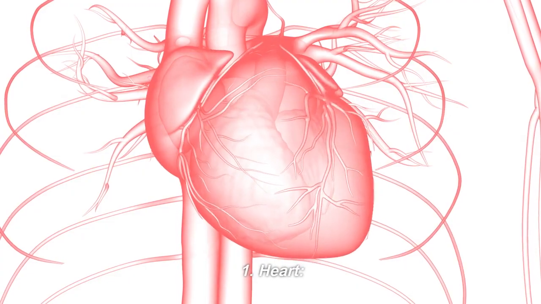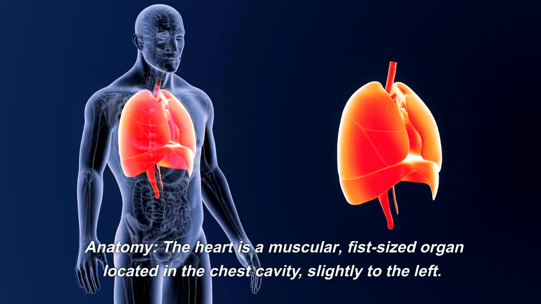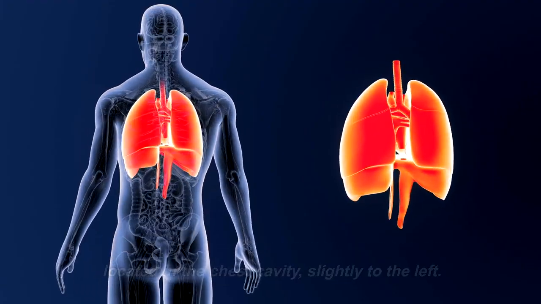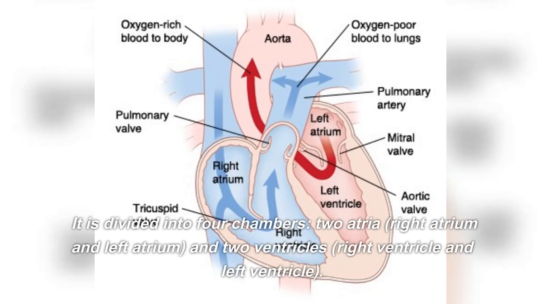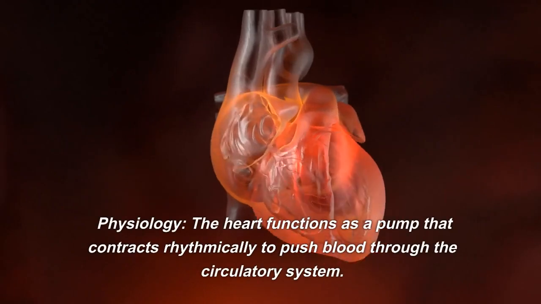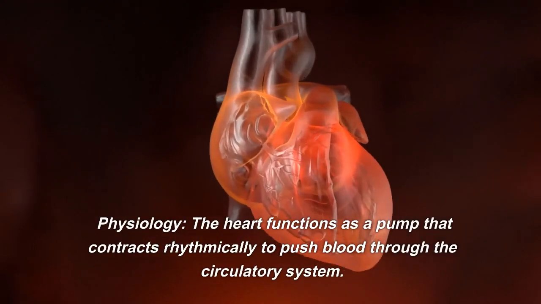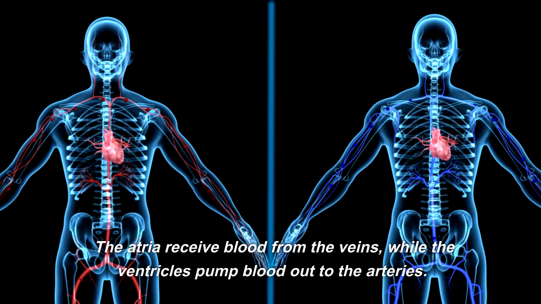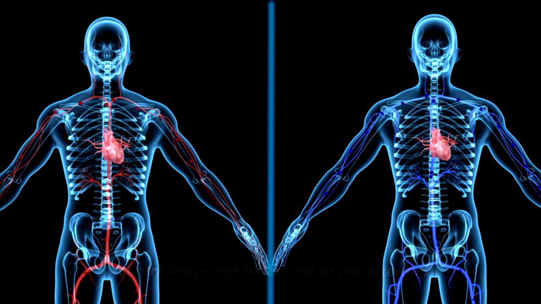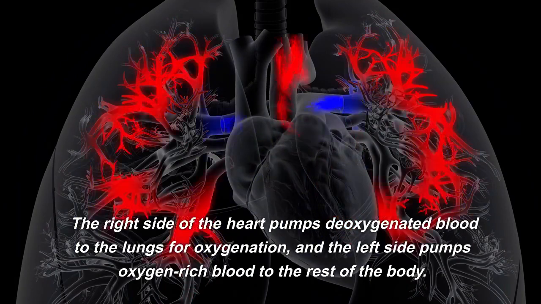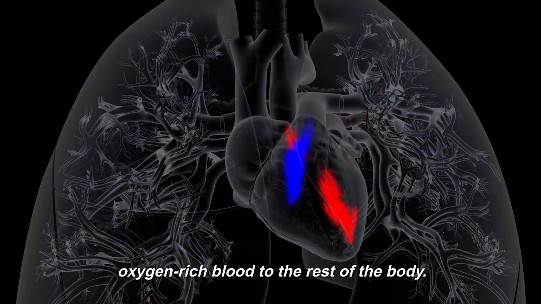components. 1. Heart. Anatomy. The heart is a muscular, fist-sized organ located in the chest cavity, slightly to the left. It is divided into 4 chambers: 2 atria, right atrium and left atrium, and 2 ventricles, right ventricle and left ventricle. Physiology. The heart functions as a pump that contracts rhythmically to push blood through the circulatory system. The atria receive blood from the veins, while the ventricles pump blood out to the arteries. The right side of the heart pumps deoxygenated blood to the lungs for oxygenation, and the left side pumps oxygen-rich blood to the rest of the body.